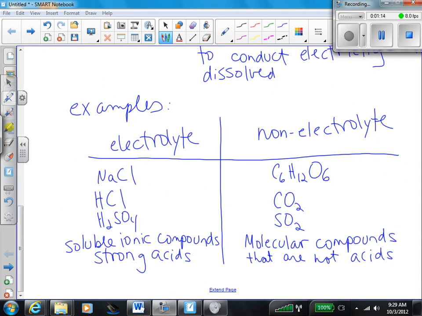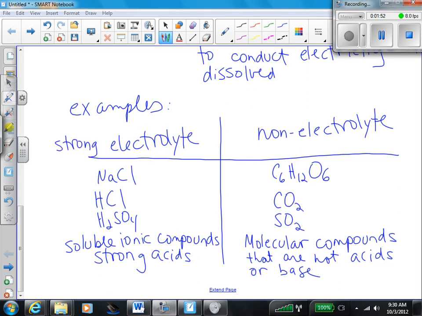Some examples of electrolytes: sodium chloride, hydrochloric acid, sulfuric acid. And in general, soluble ionic compounds are all electrolytes. Strong acids are also electrolytes. Non-electrolytes include sugar, C6H12O6, carbon dioxide, sulfur dioxide, and any molecular compound that is not an acid or a base would be a non-electrolyte.